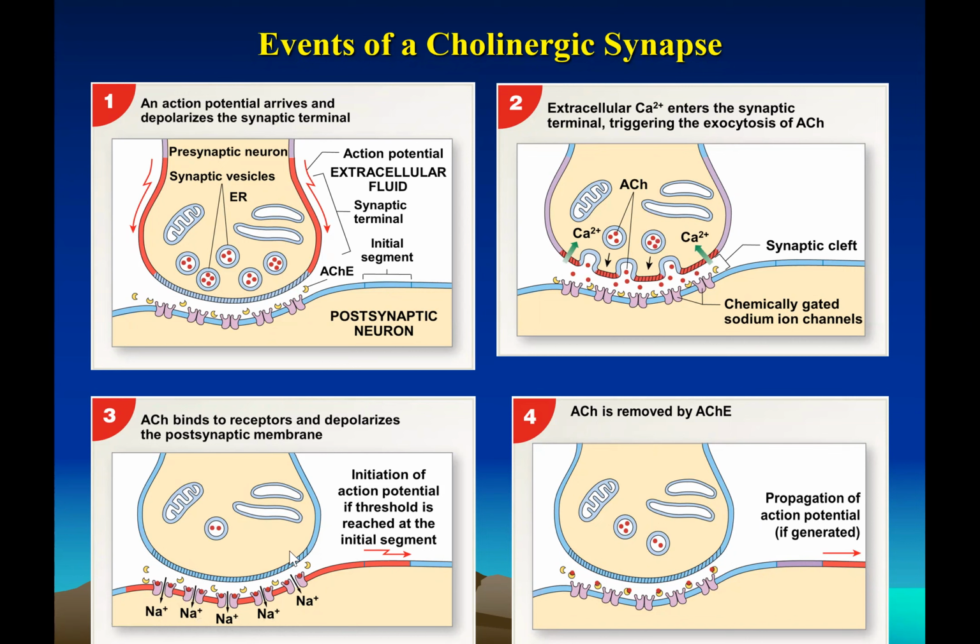So when it is depolarized, the action potential has now jumped from the presynaptic to the postsynaptic cell. After the neurotransmitter has done its job, acetylcholine is removed by an enzyme called acetylcholinesterase, so that it does not keep on stimulating the postsynaptic cell. Its job is done, so the ACh is removed from the synaptic cleft.